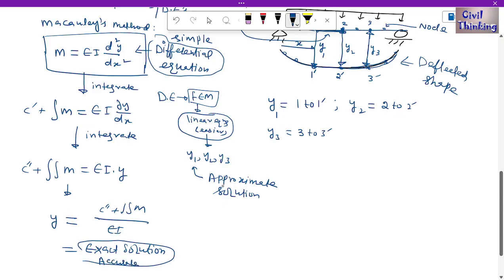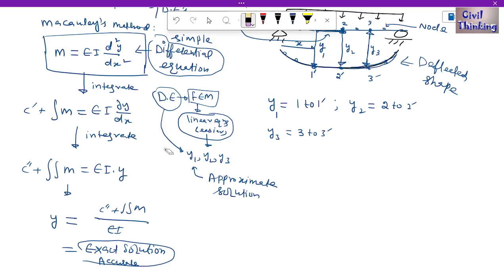Accurate solution. This is approximate solution. Okay, why is it approximate? Because we are not basically getting this y1, y2 from the differential equation. If we got this y1, y2 from the differential equation, then it would be accurate.